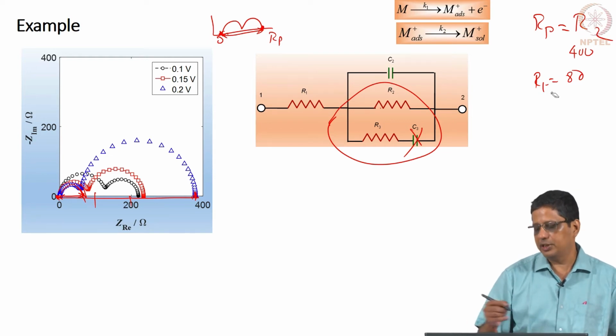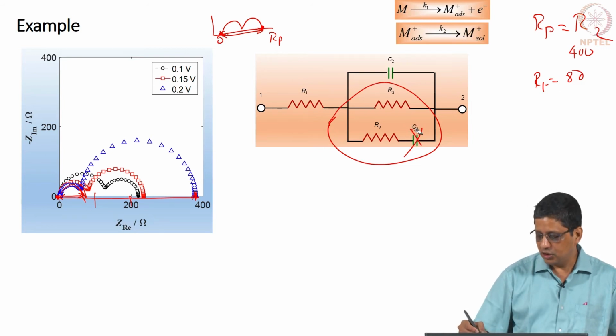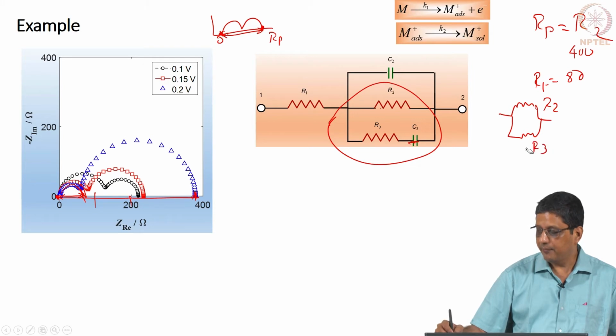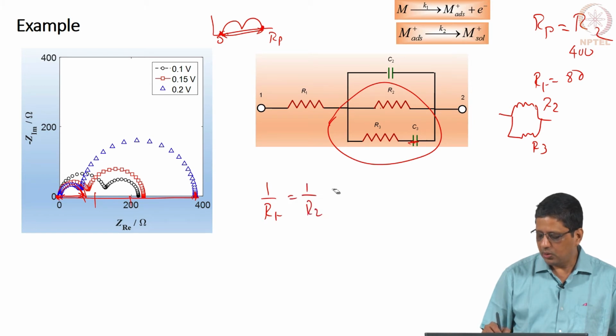Now, what is R T from the circuit? If I give infinite frequency, this is going to be short circuited. That means it is R2 in parallel with R3, correct, and 1 by R T is going to be 1 by R2 plus 1 by R3. Now, I have an estimate for R2.